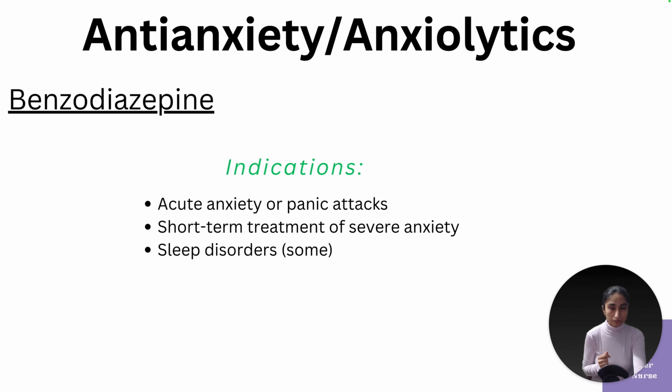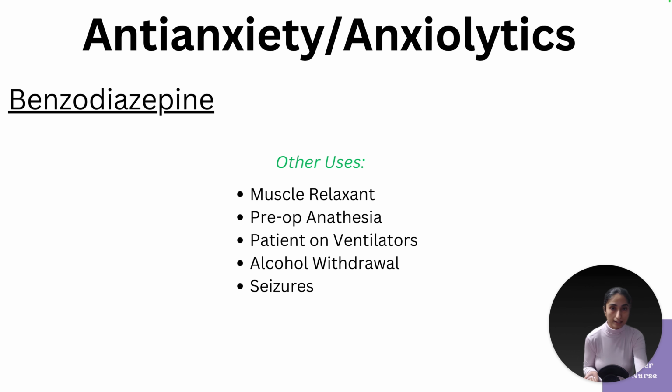Okay, so next, what are the indications of benzodiazepine? When do we use these drugs? They are used for acute anxiety or panic attacks, and as a short-term treatment of severe anxiety. Benzodiazepines are always used as a short-term treatment. Why? Because of the high probability of addiction, right? Since it also has a sedative effect, sometimes we use it for sleeping disorders as well.